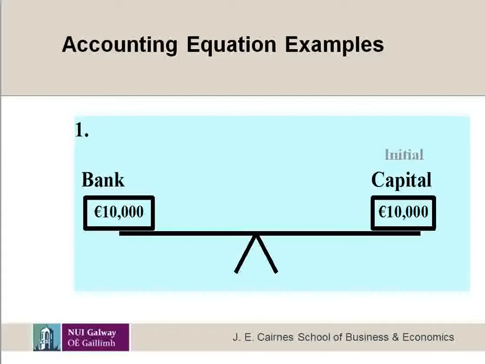So initially, in terms of our accounting equation, Alison's investments will look like this. Our €10,000 is going to belong to the entity in the form of a bank of €10,000, which is an asset. And then the business has a liability of capital of €10,000, which it owes to Alison.